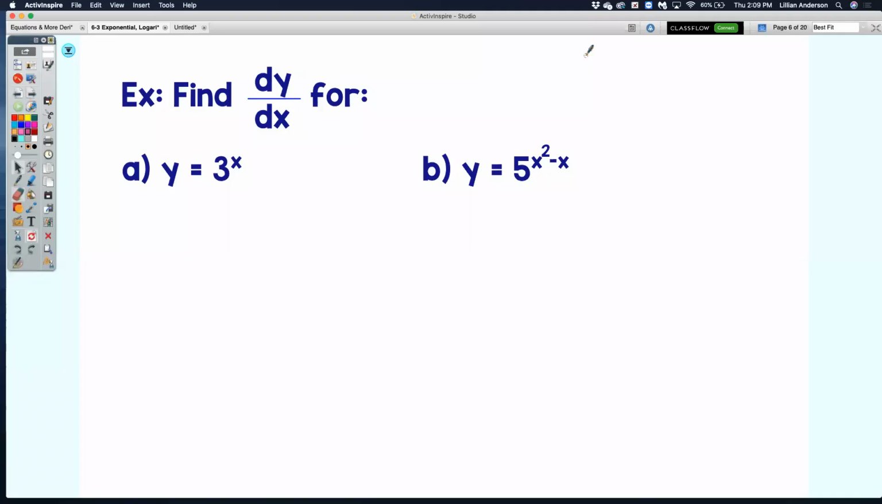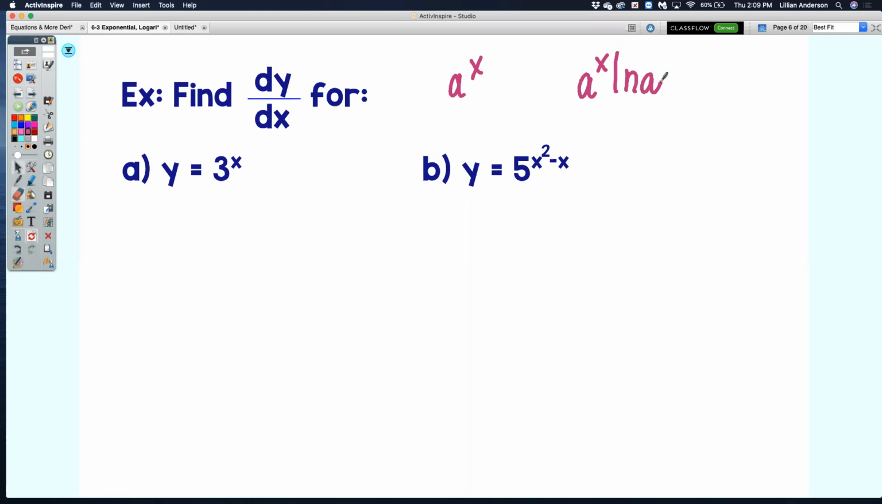Let's take a look at these. We are finding dy over dx of these functions here. These are different because they're exponential functions, but their base is not e. Their base is the actual number. So this is where that formula for the derivative of a to the x, ln of a, comes in handy.